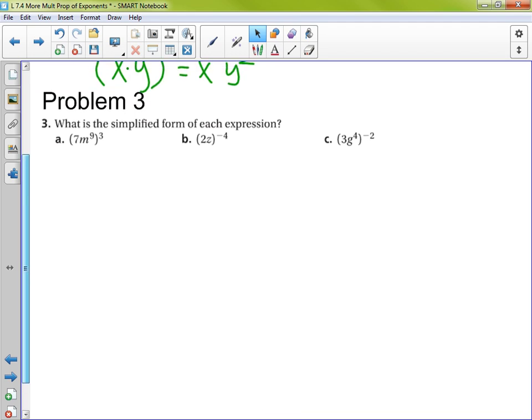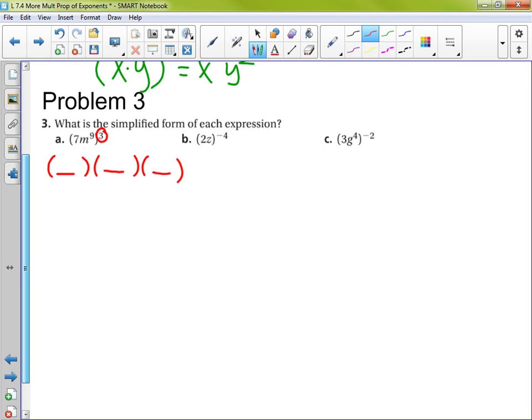In this first problem, 7m to the 9th power is being raised to the third power. Now if I write it all out, which I'm not going to, it would be 7m to the 9th, 7m to the 9th, 7m to the 9th. Instead, what I'm going to do is give the 3 to the 7 and give the 3 to the m to the 9th, and it looks like this: 7 to the third power and m to the 9th to the third power.